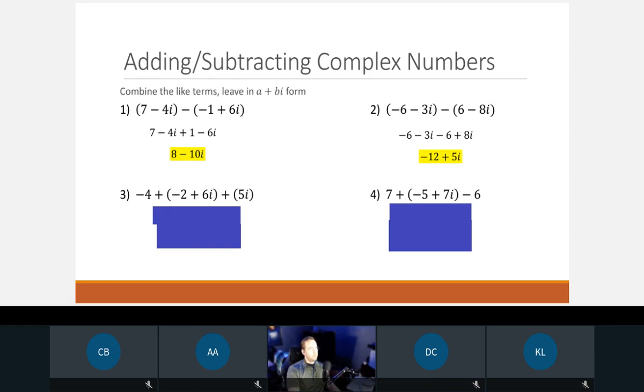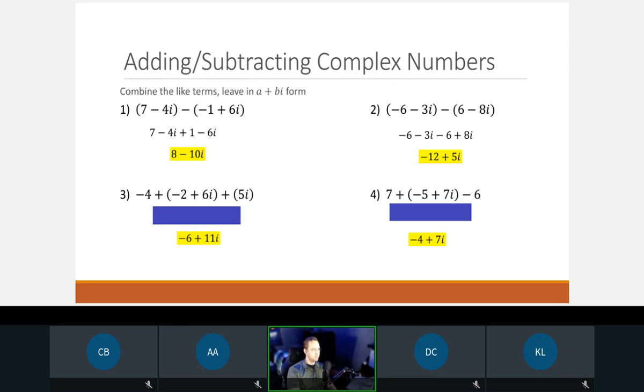So negative 12 plus 5i. All right, I'm going to skip numbers 3 and 4, but I will show the answers. I think these are pretty trivial on this page. But at the end, if you want me to come back to them and show the work, I can. But those are the answers for 3 and 4.